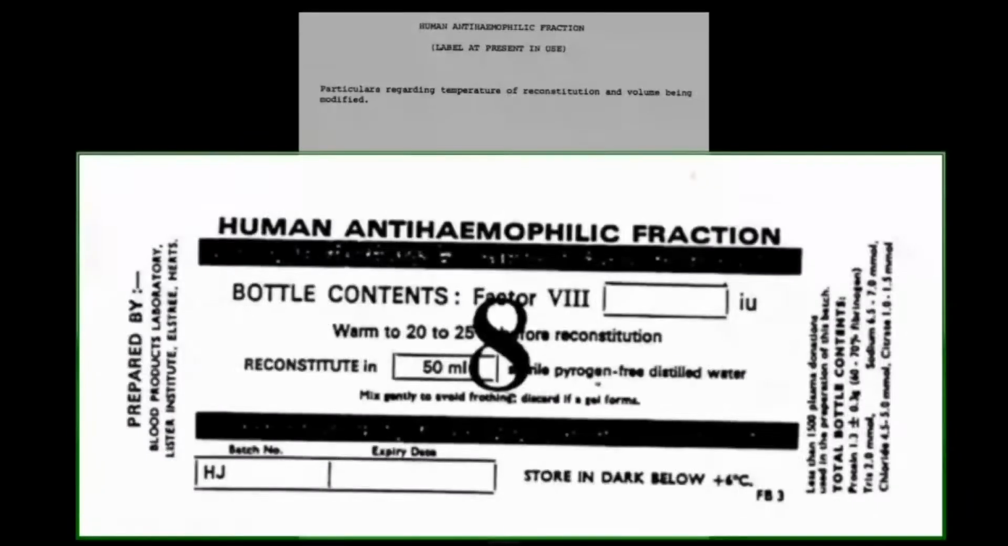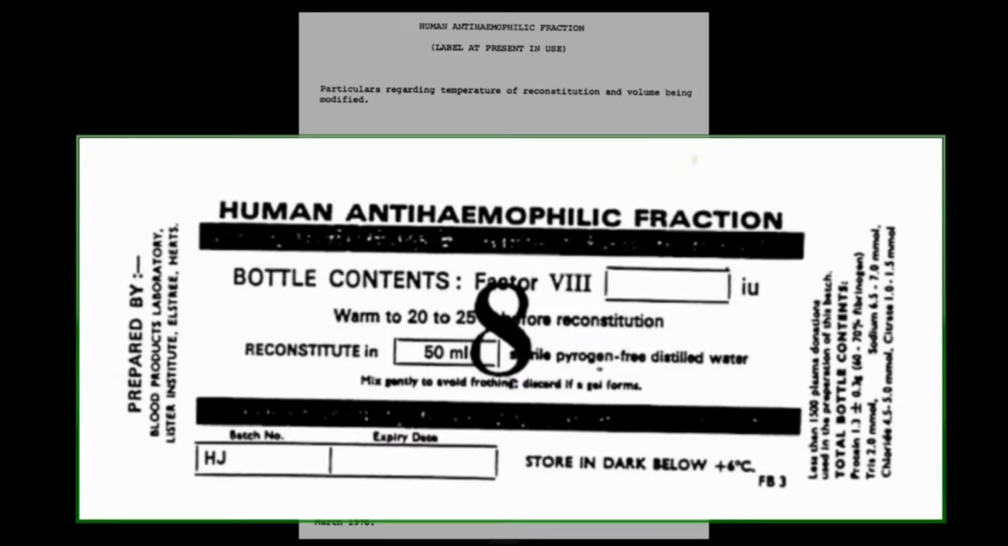This is a label from a BPL Factor 8 bottle, which is dated, according to the date at the bottom of the document, March 1976. We don't have any reason to doubt that date, even though the label itself is not filled in. If we look at the left-hand side, the label says, prepared by Blood Products Laboratory, Lister Institute, Elstree, Herts. So that is BPL. The label is entitled Human Antihemophilic Fraction. And we can see the bottle contents are said to contain factor 8. And there is a gap left for saying how many international units are contained in the bottle. There are instructions about how to reconstitute the concentrate. And then on the right-hand side, we can see on the label less than 1,500 plasma donations used in the production of this batch.